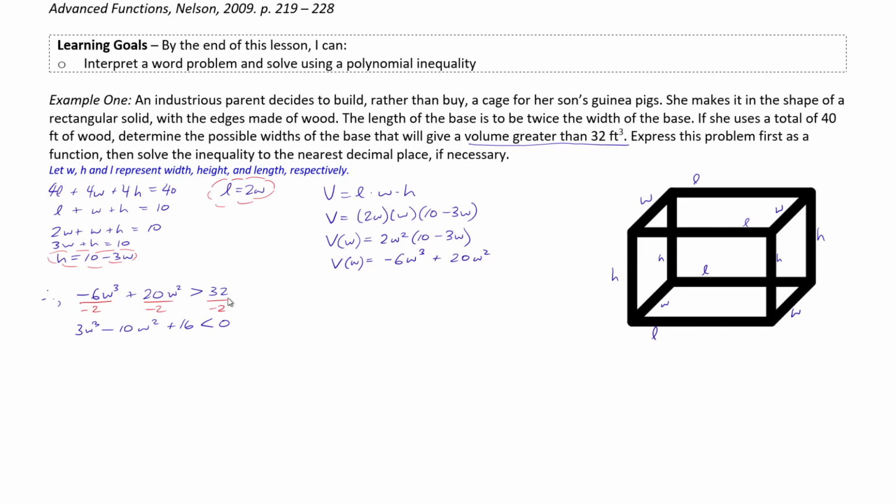On the right side, I had 32 divided by negative 2, so that would have been negative 16, right? But then I took that and I brought it over to the other side, and that became positive 16, and then is less than or equal to 0. And again, notice that I had to flip the sign because I divided by a negative number.